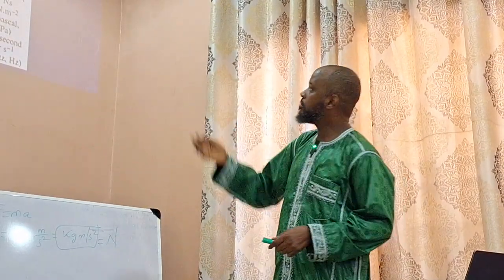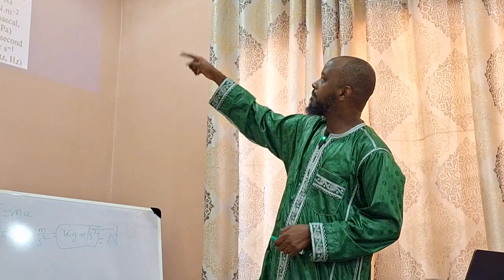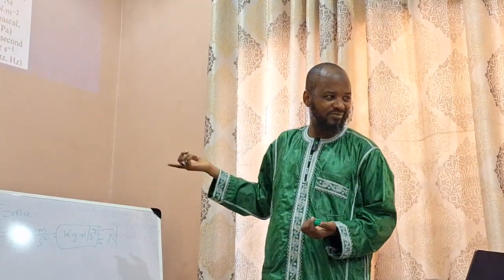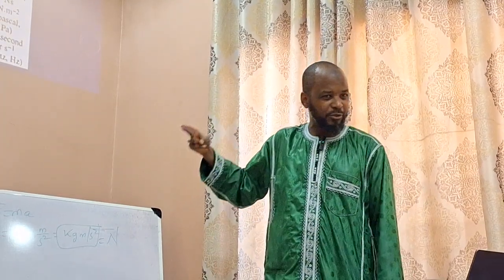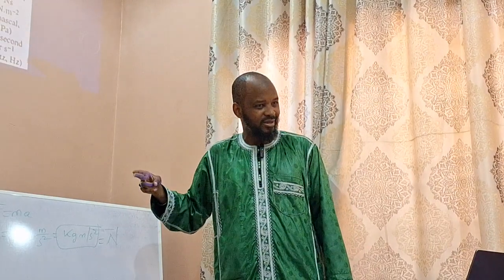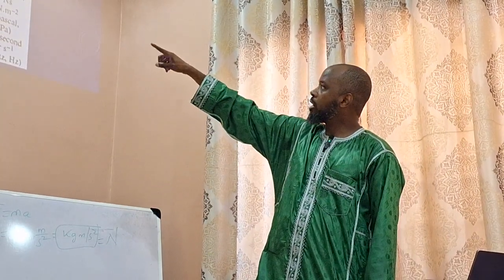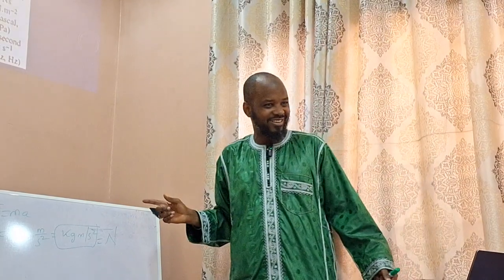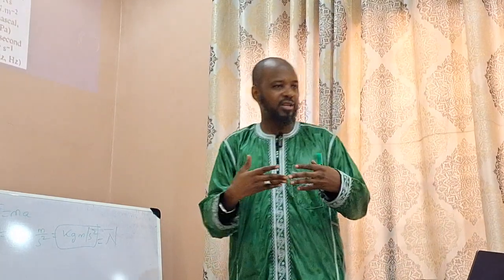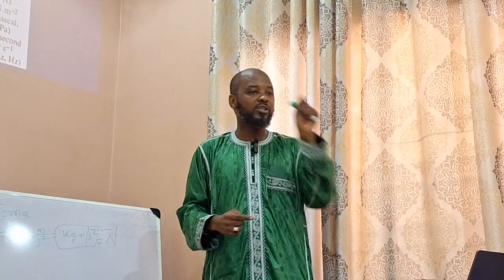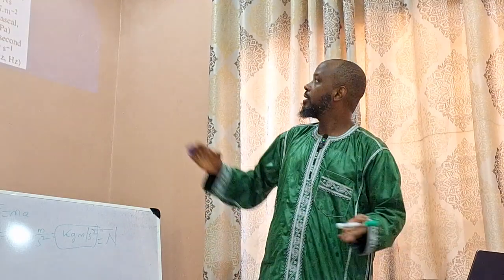Okay, you have momentum, mass times velocity. You see kilogram meter per second or Newton second. The two units can be used to represent momentum. Kilogram is mass, velocity is meter per second, isn't it? So together you have kilogram meter per second as the unit for momentum, or Newton second. Force is Newton.